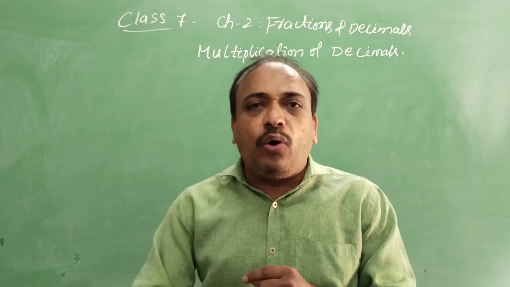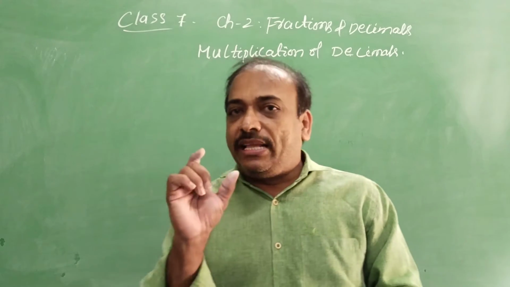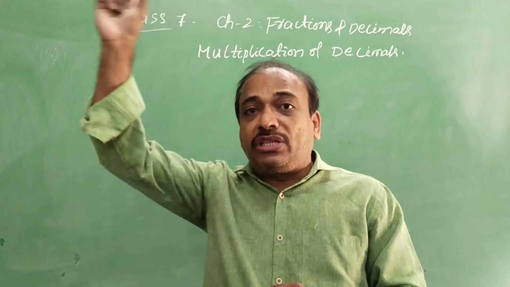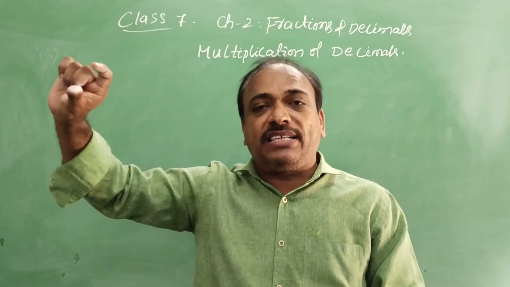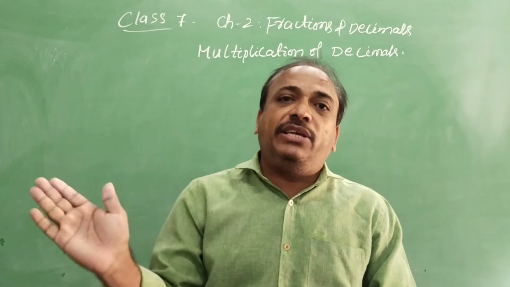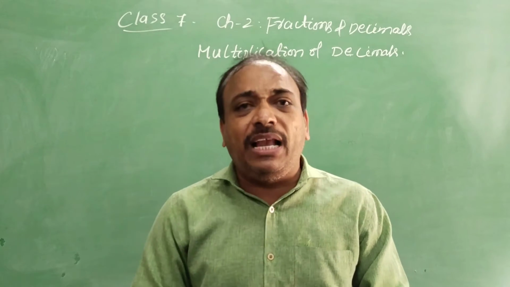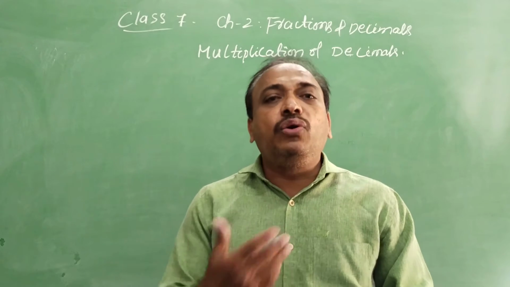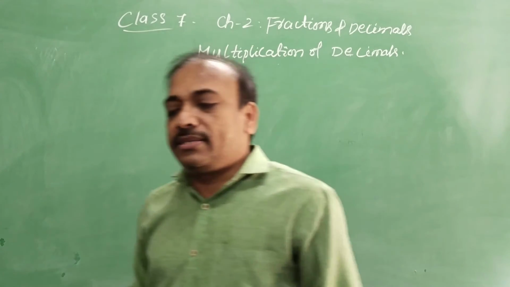Multiply them like whole numbers. In the product, count how many decimal places are there in both the numbers, that many decimal places. From the right side you count the digits and place the decimal point. Let us see how to multiply decimal numbers.